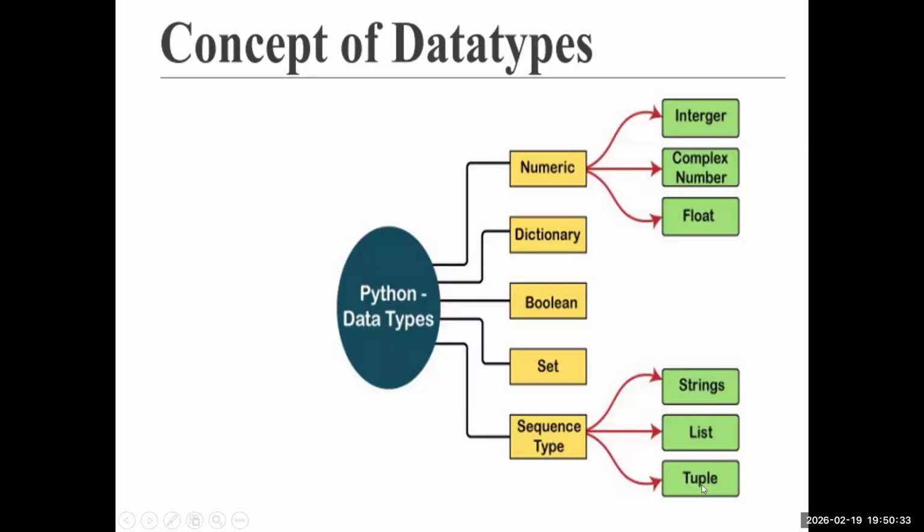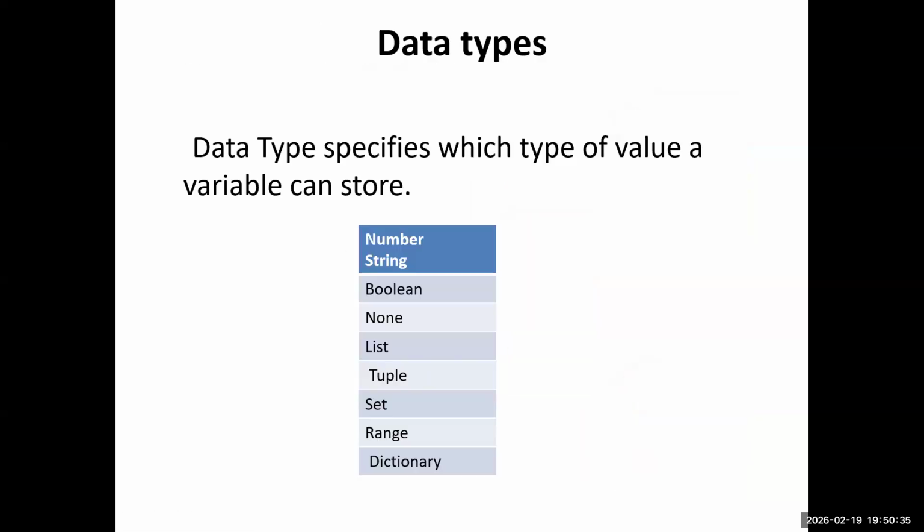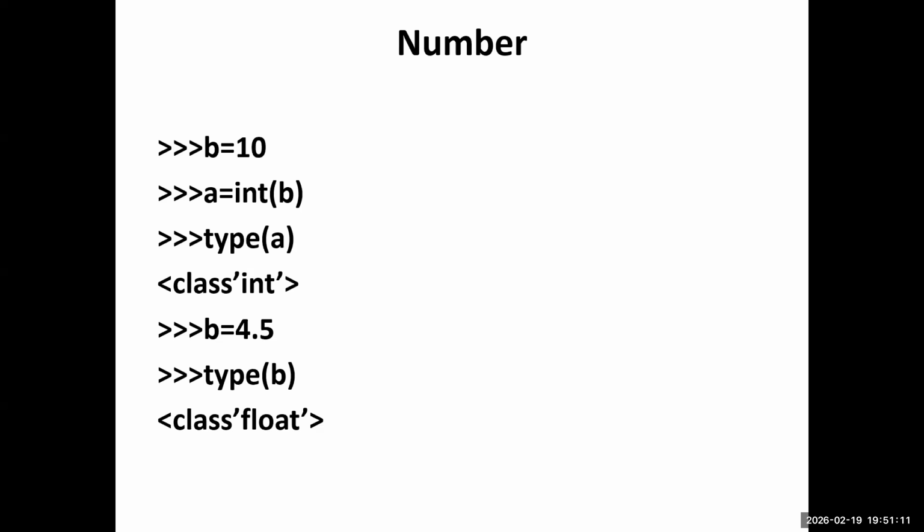So this is called a data type. First, you should know very well what is meant by data type. Data type specifies which type of value a variable can store. So you have a variable, but you have to decide what type of value is going to be stored. At that time we definitely need a data type. Here I have mentioned the data types: number, string, boolean, none, list, tuple, set, range, dictionary. Those are called data types.